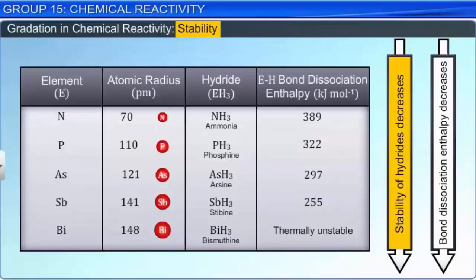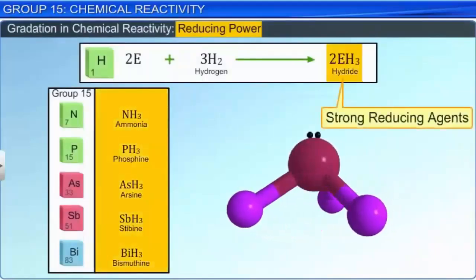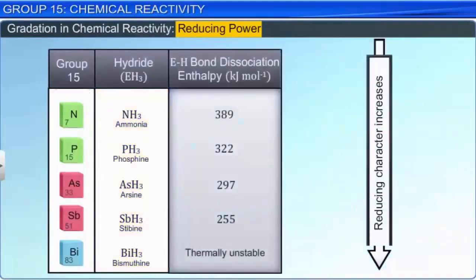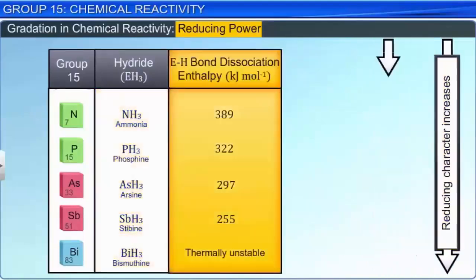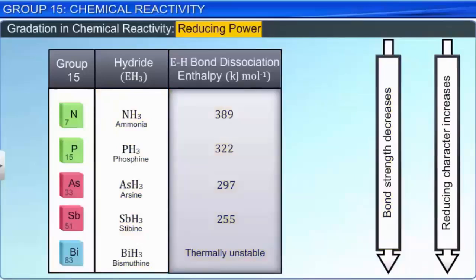Hydrides of group 15 elements are strong reducing agents. The reducing character of hydrides increases from ammonia to bismuthine due to a decrease in the strength of the E-H bond down the group. Hence, bismuthine is the strongest reducing agent among all the hydrides of group 15 elements.